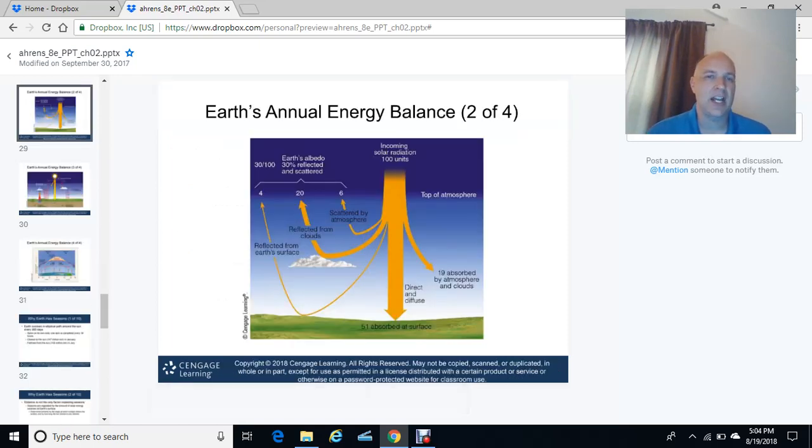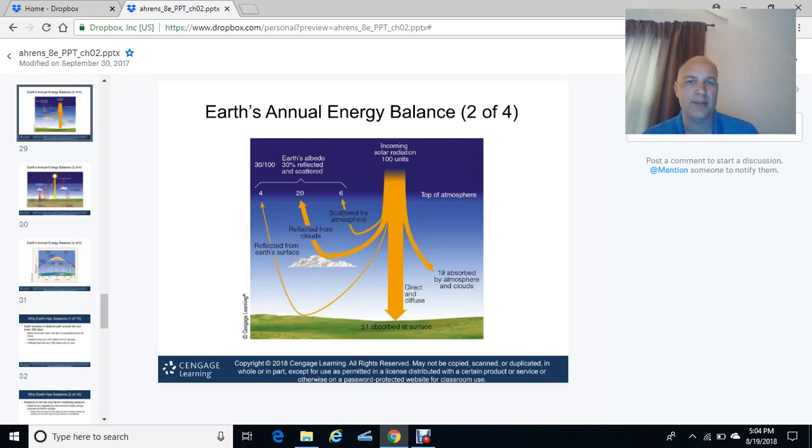And again, it comes down to the fact that, for example in this diagram, the solar energy received equals the total amount of heat energy lost. So incoming solar radiation is 100 units in this diagram. 51 of those units are absorbed by the surface. They come straight down from the sun and reach the ground of the Earth. 19 units are absorbed by the atmosphere and clouds.